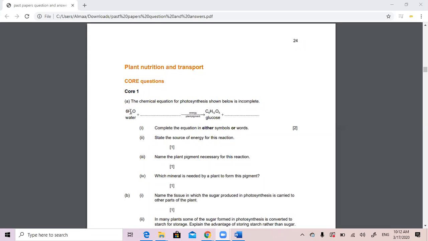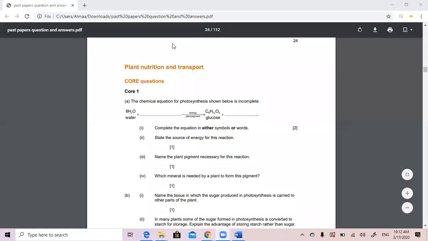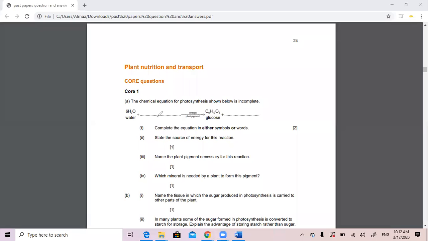Number two here. Carbon dioxide, 6 CO2. Yeah, thanks. You have a symbol here. You want a symbol? No problem. You write 6 CO2, or you write carbon dioxide. Okay, thanks, Muhammad. Understand? It will give you C6H12O6. That is glucose.